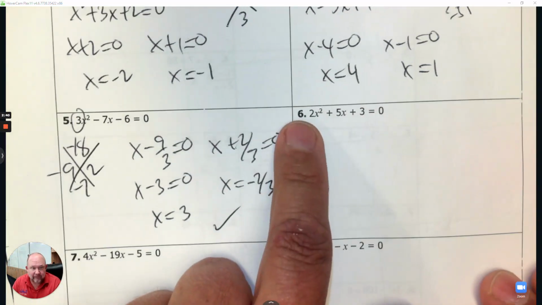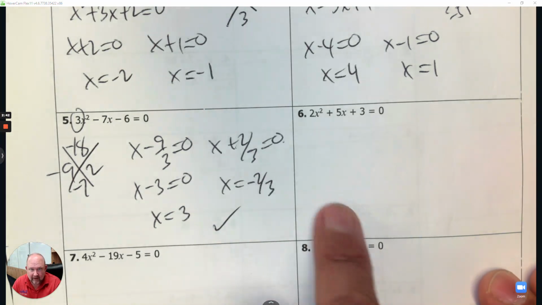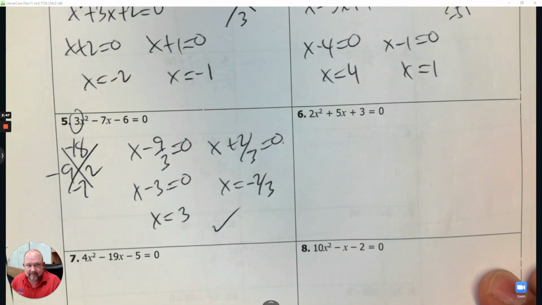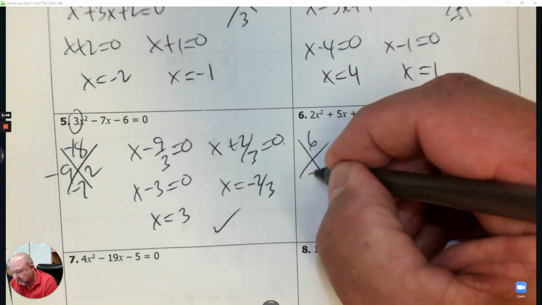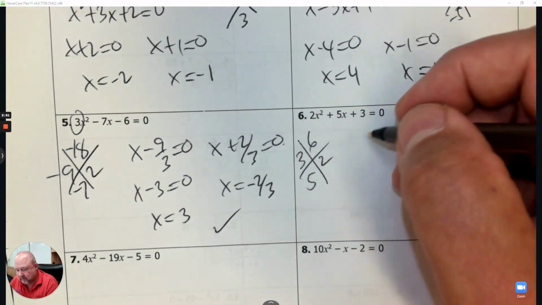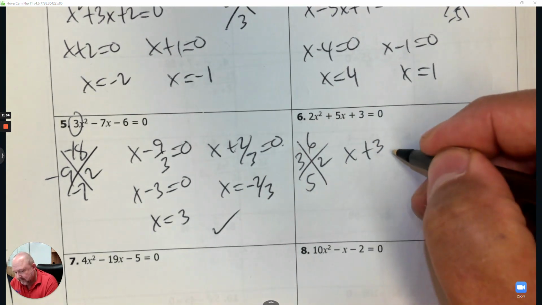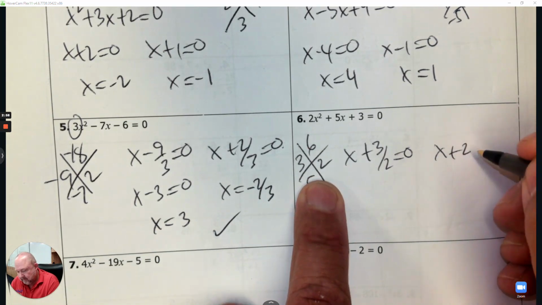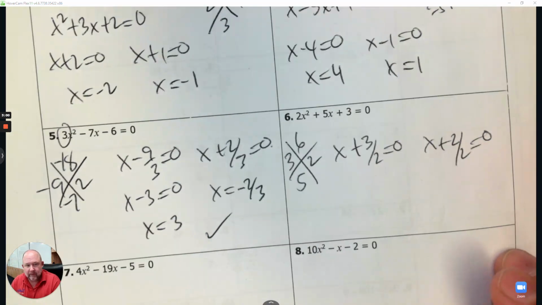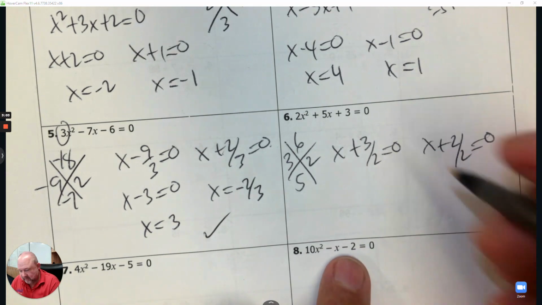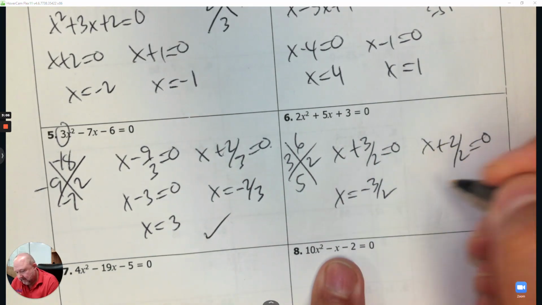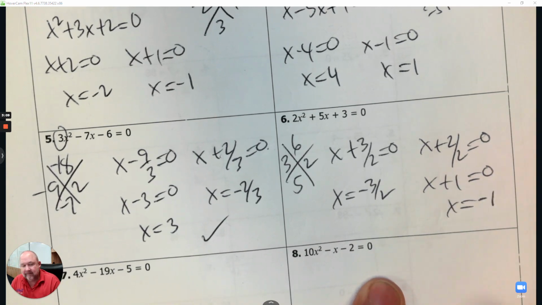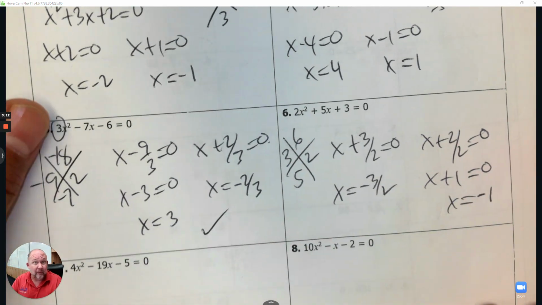All right, you try number 6. Press pause, draw a big X, factor it out, solve it, see if you did it right. All right, let's see if you did it right. So we have 6 and 5, so those two numbers are 3 and 2. So I have x plus 3, but I'm going to divide it by 2 equal to 0. X plus 2, I'm going to divide it by 2 equal to 0. Now the first one's a fraction, so just subtract it to the other side. The second one, 2 divided by 2 is 1. Then subtract it, and you have your two answers. We're able to do it without me.